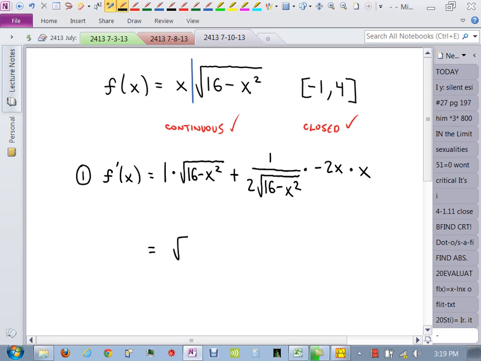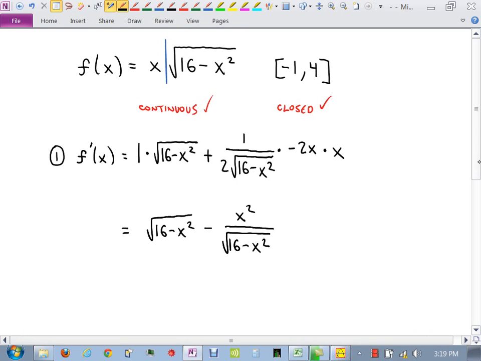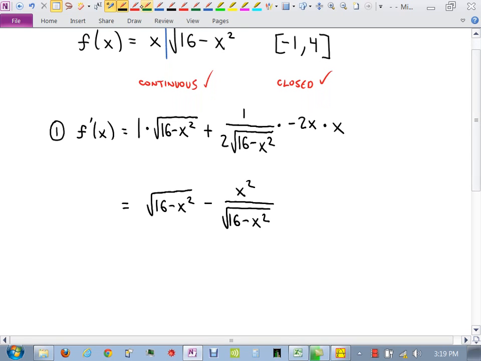So here's where we are. 16 minus x squared minus x squared over square root 16 minus x squared. What happened there? The 2's canceled out, right? I put my x and x together, got x squared. It's negative, so there's subtraction between the two now. And see, in the past, we've been pretty much okay with this, hadn't we? Like, okay, whatever, we got the derivative, we're happy.